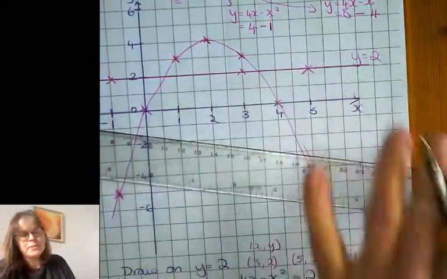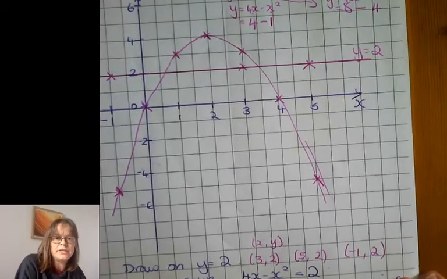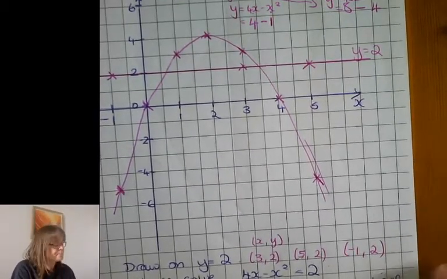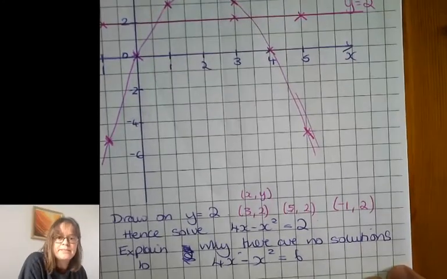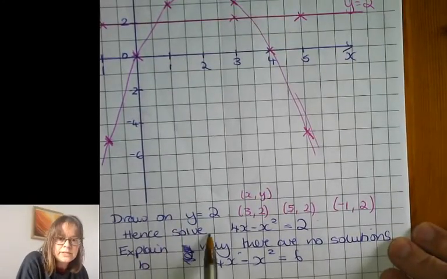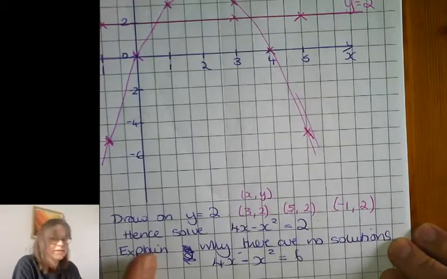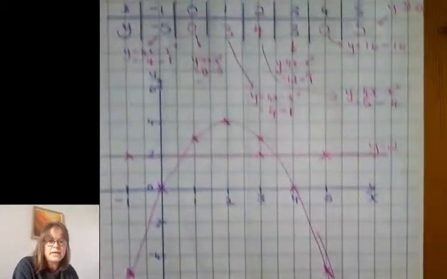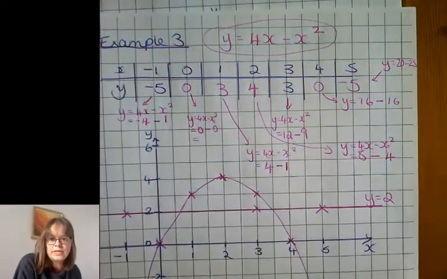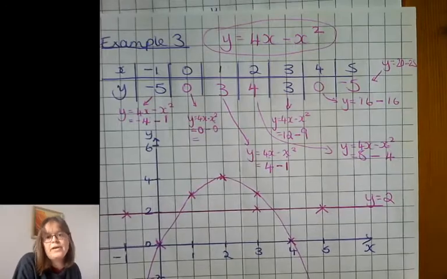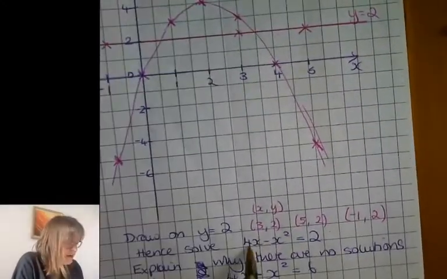Now some of you will just be able to draw that straight away. Some of you need to write out a list of coordinates till you know what the line looks like. Both are fine. So then it said, and let's try and relate that to the next bit, hence solve 4x minus x squared equals 2. Well, let's have a think about why they might say hence. The very first thing they asked me to do was to draw this graph here, y equals 4x minus x squared.